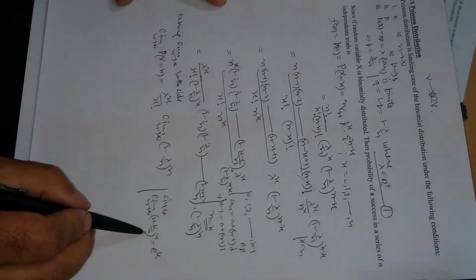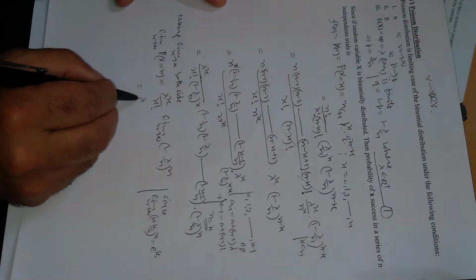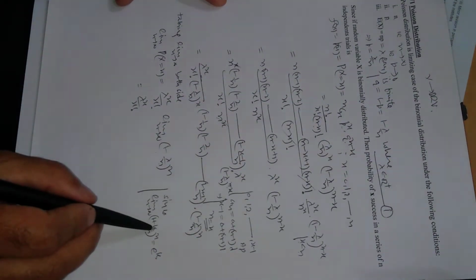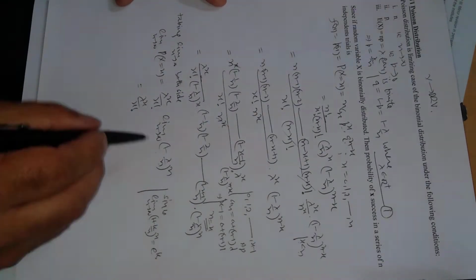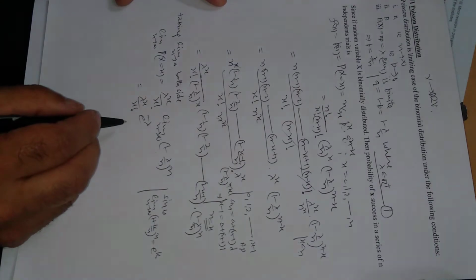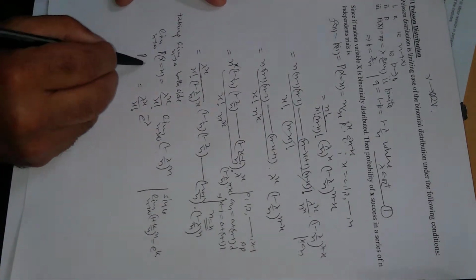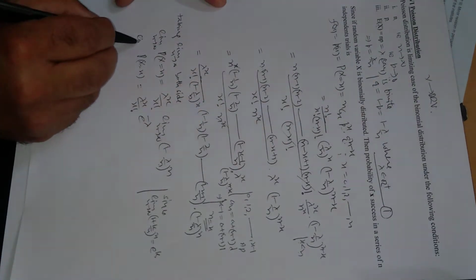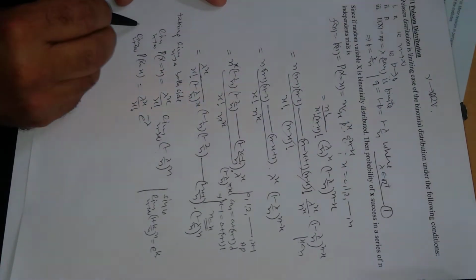So compare this limit with this one. What will be here? Lambda raised to power x over x factorial. What is here? In place of k there is minus lambda, so this will be e power minus lambda, and this is p of x equal to small x, as n approaches infinity.